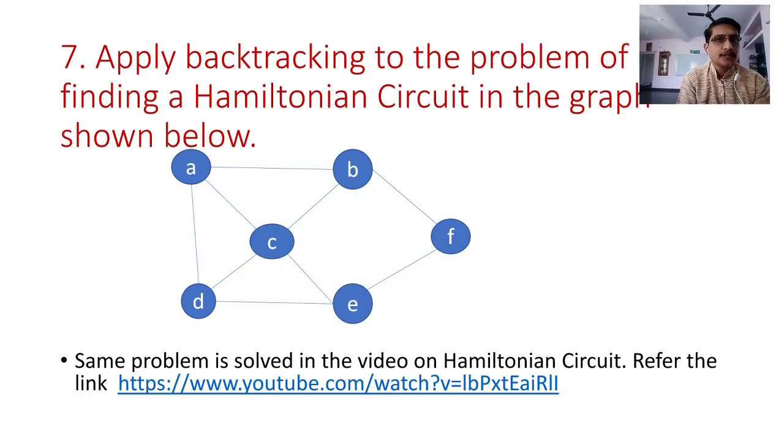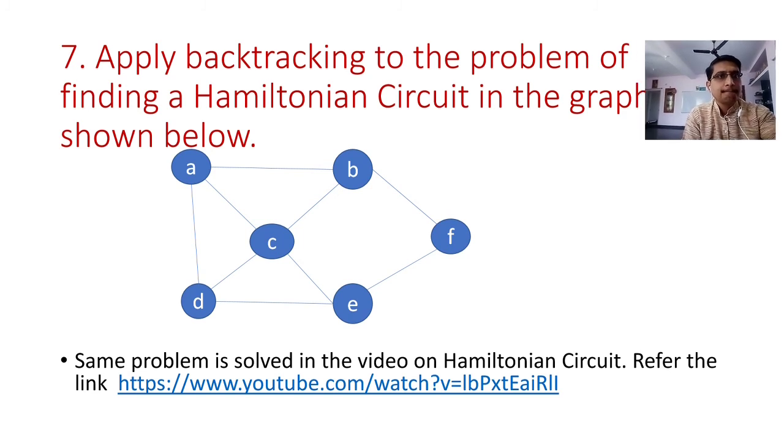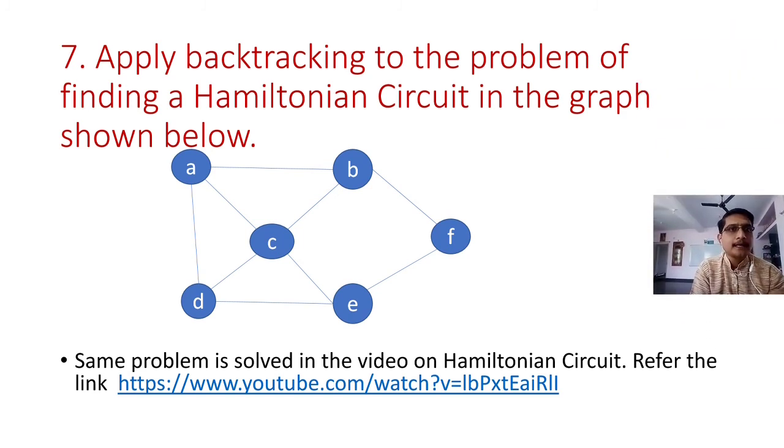The 7th question is: apply backtracking to the problem of finding the Hamiltonian circuit or Hamiltonian cycle in the graph shown below. For the same graph we have solved the problem in the other video on Hamiltonian cycles. So go through that link and see that video again, and you can get the solution for this.